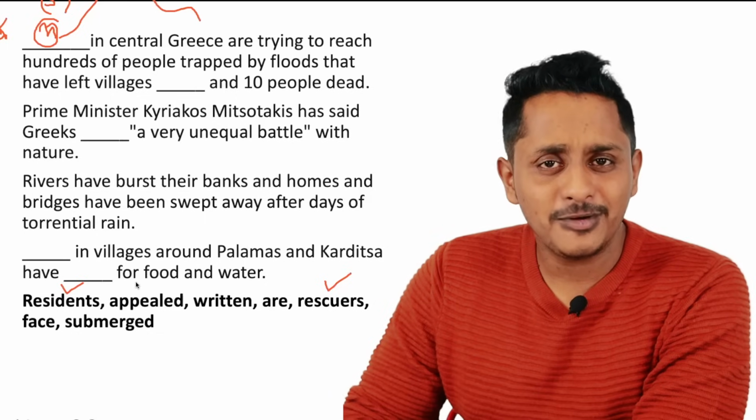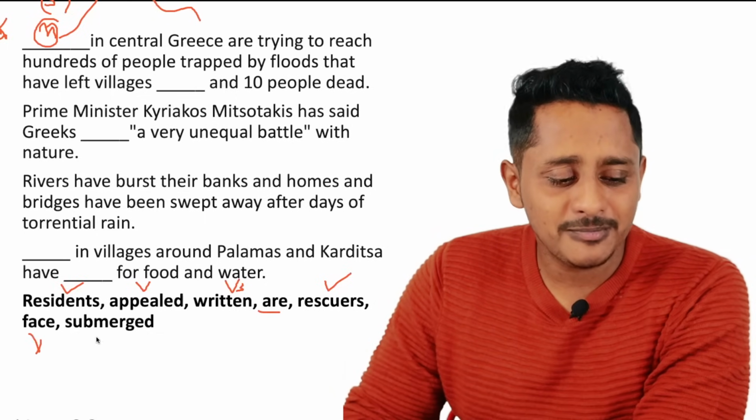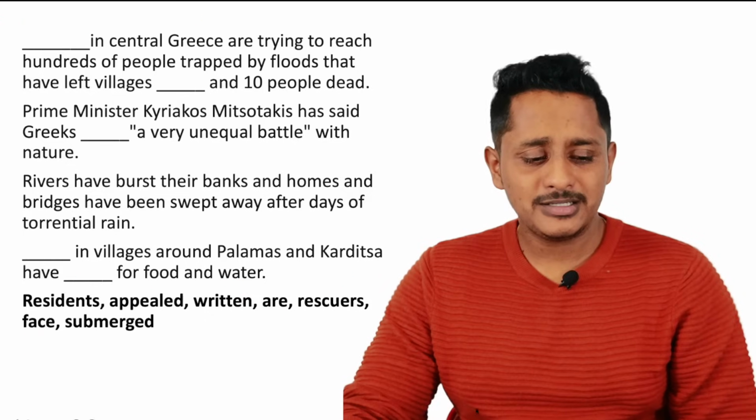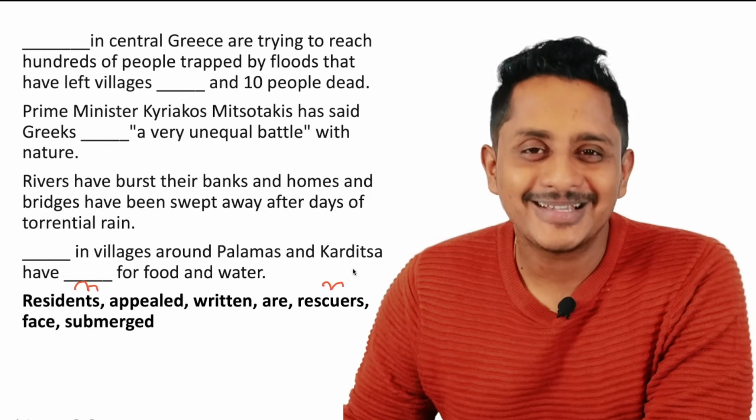That's it. Appealed is a verb. -ED is there. Written is the third form, verb 3. -R is there. Face is a verb. Submerged is a verb. The rest are all verbs. Only residents is a noun. Rescuers is a noun. Let's understand the context.